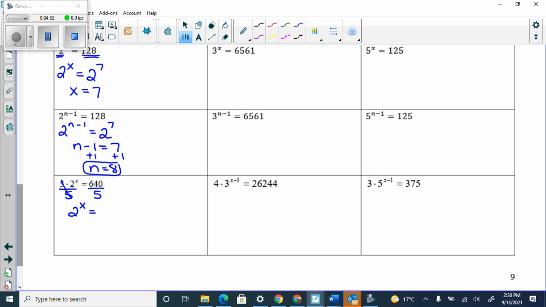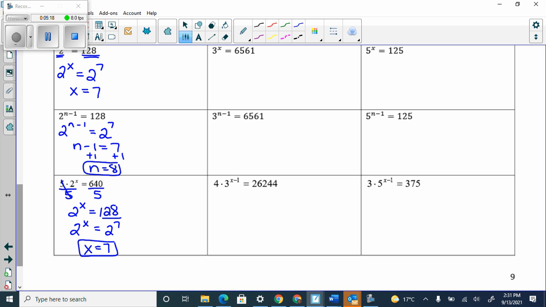128. Then we have to make them be the same base, because we've never had to deal with our variable in the exponent, right? Our variable's always been in the bottom, and we just add or multiply or divide to get it. So now we need to make the 128 be 2 to the something. So 2 to the x equals 2 to the 7. So once again, x equals 7.